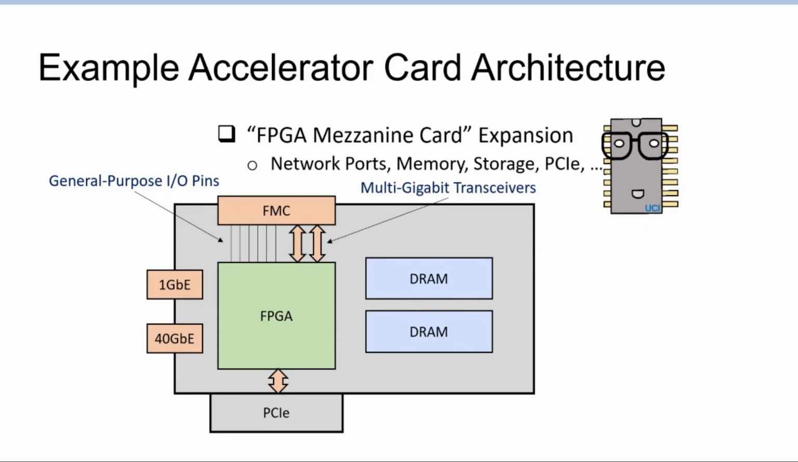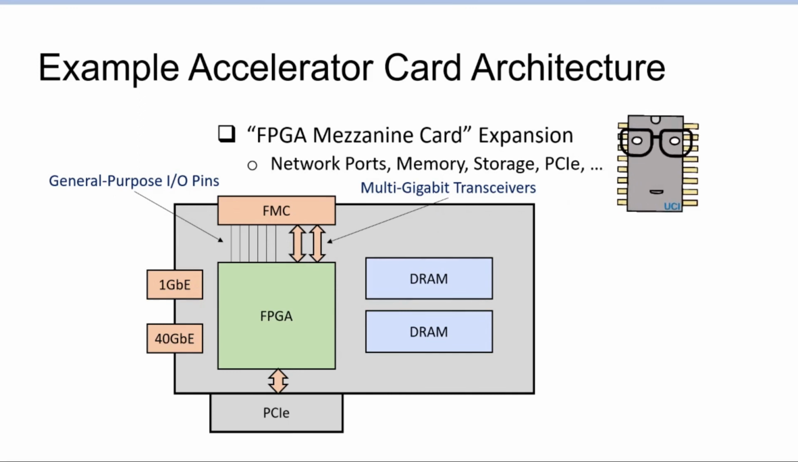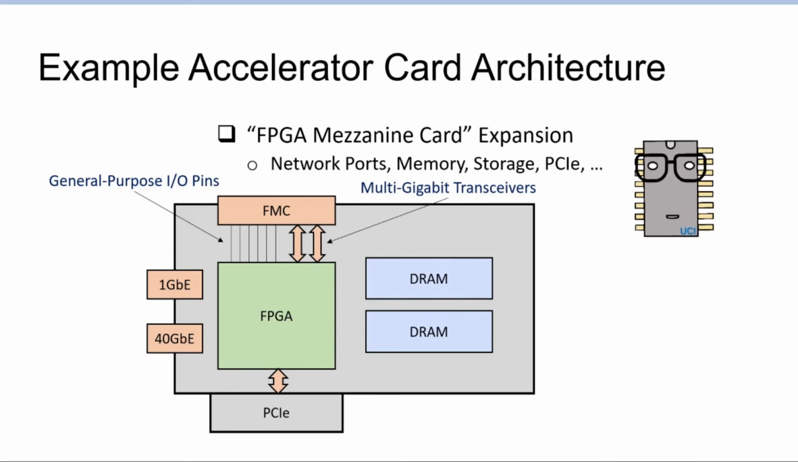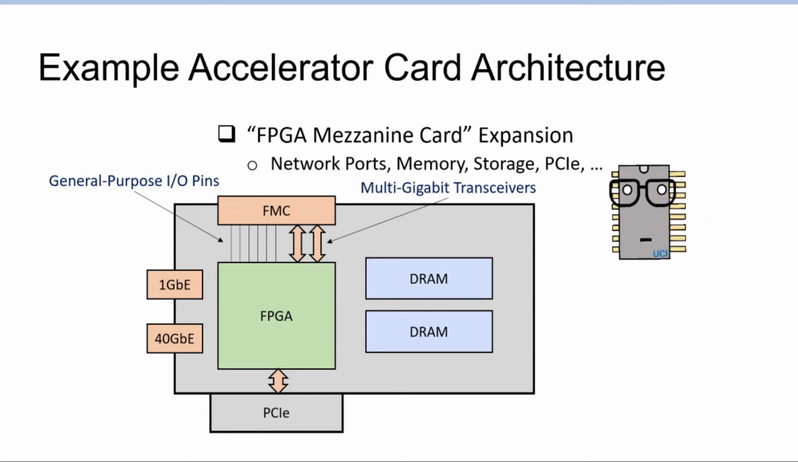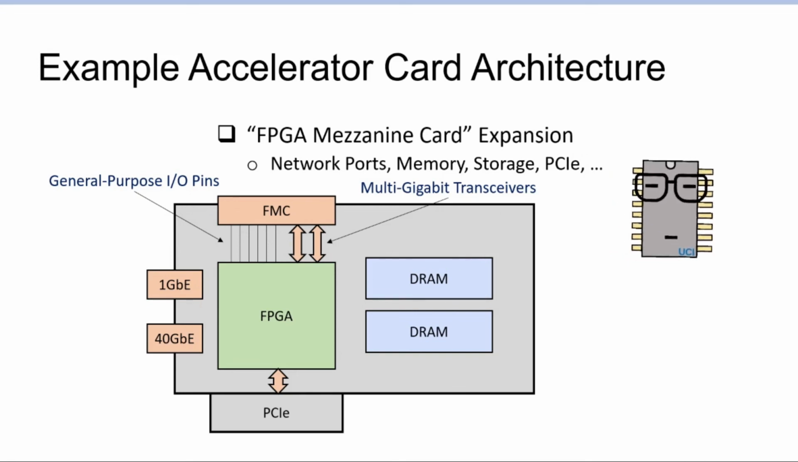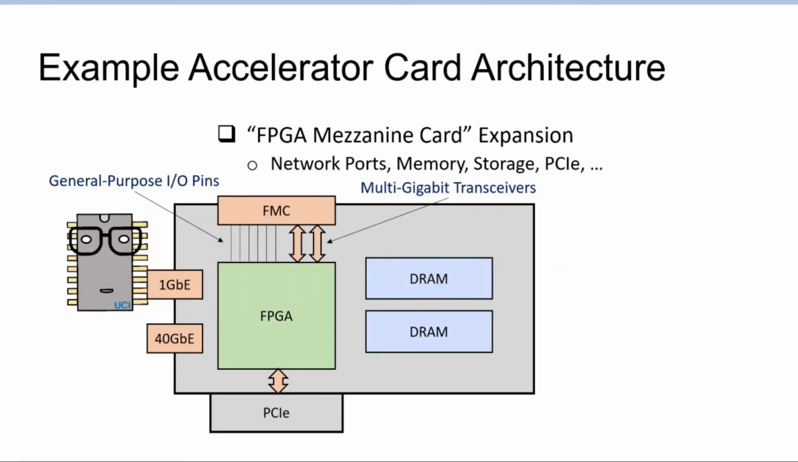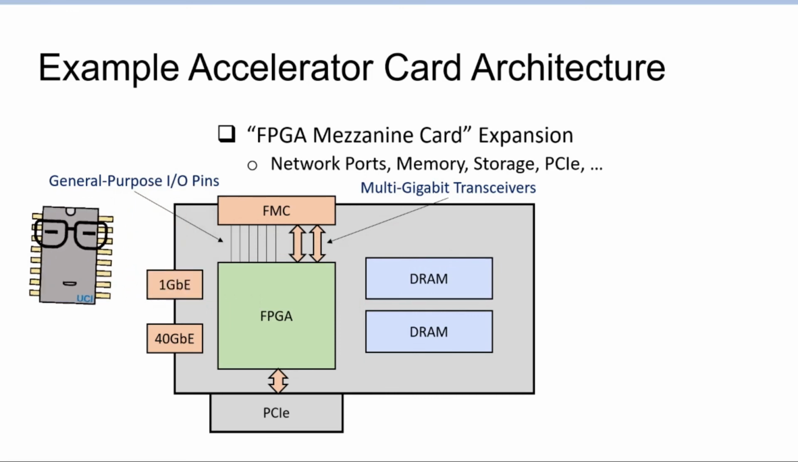This is one example. There are multiple examples. FMC, FPGA mezzanine card expansion, is one of the standard expansion form factors for companies that build expansion cards for network ports, memory, storage, PCIe root complexes, and things like that. So this is pretty expandable as well. Sometimes FPGAs can communicate directly to other FPGAs over these FMC communications. And that's actually an interesting project that my group is working on right now.